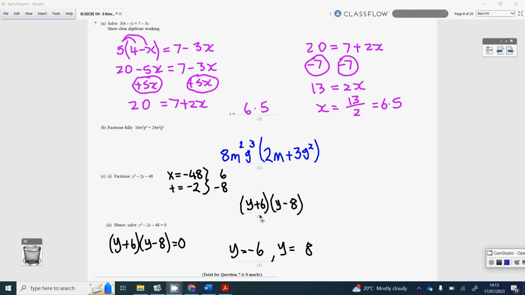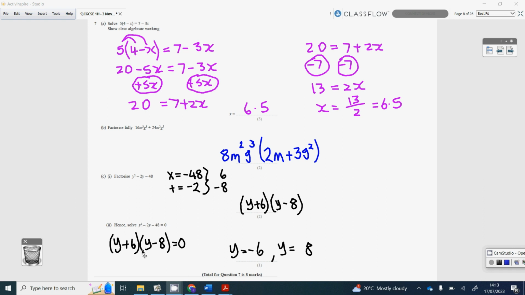Now, once you've factorised, solving is easy. So we've just got this equaling 0. So y plus 6, y minus 8, just from here, equaling 0. Now, 0 times whatever is 0. So in turn, you've got to think what value of y would make this first bracket 0. Well, that's minus 6. Minus 6 adds 6 to 0. So when y is minus 6, this bracket is 0. 0 times whatever is 0. So our first solution is minus 6.